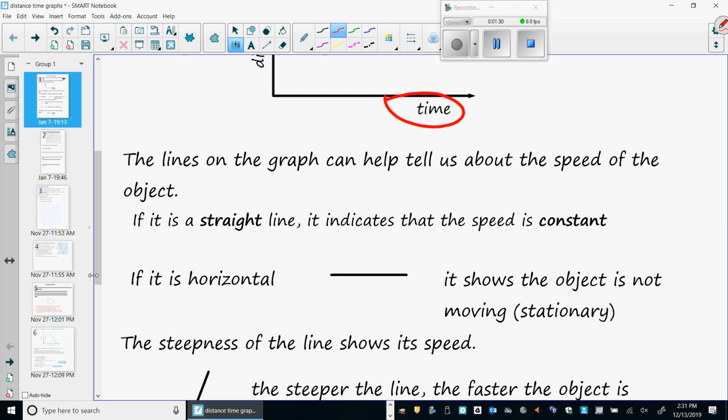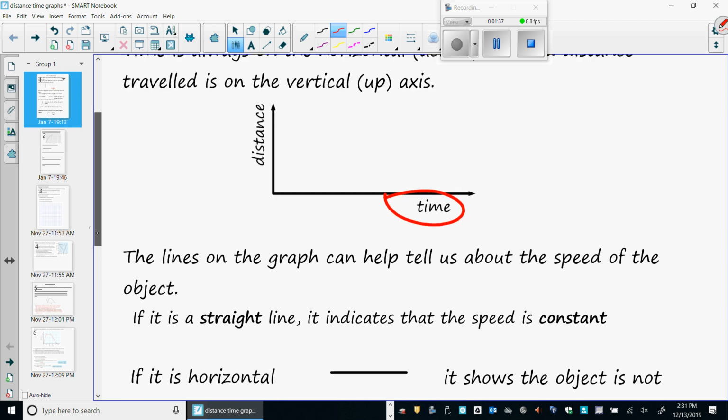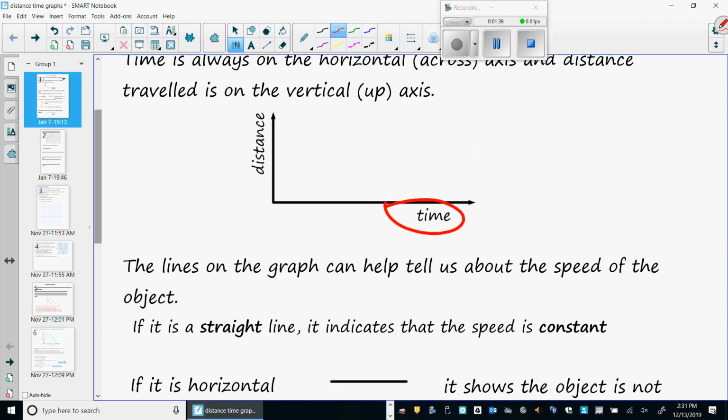Alright, so lines on the graph can help tell us about the speed of the object. So, if you recall or if you're thinking about it, as the time is progressing and the distance we're travelling, if our line is steep, it means that we're not taking a lot of time to travel a big distance. Does that make sense? So if it's steep, we've not had a lot of time, but we've travelled a long distance. If our line is like this, it means that we have taken quite a long time to travel a short distance.